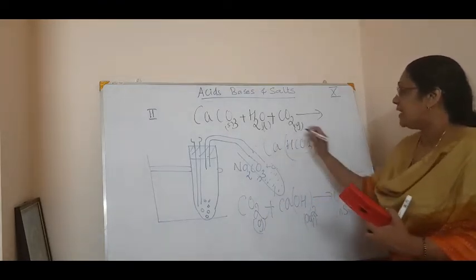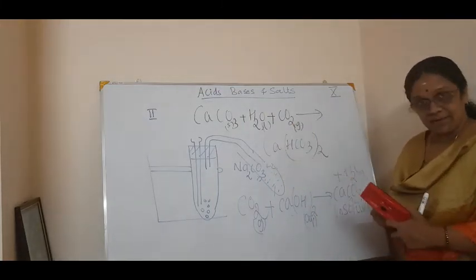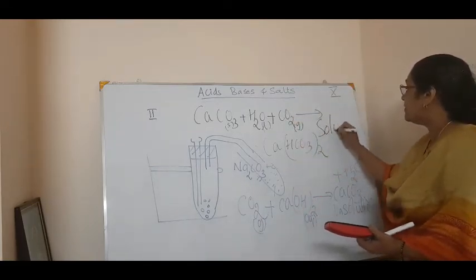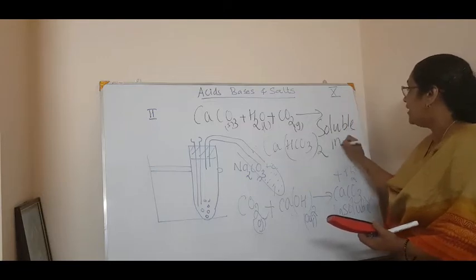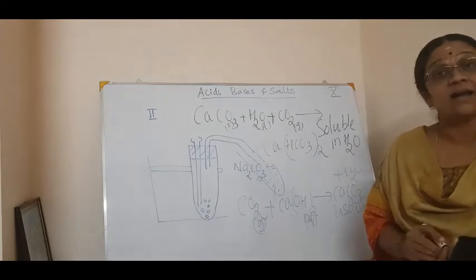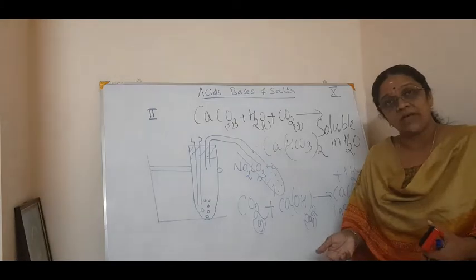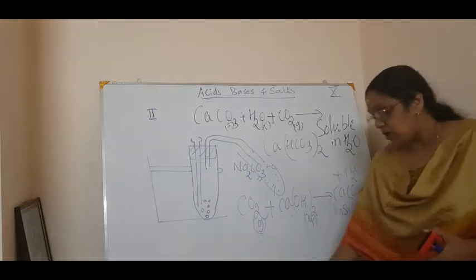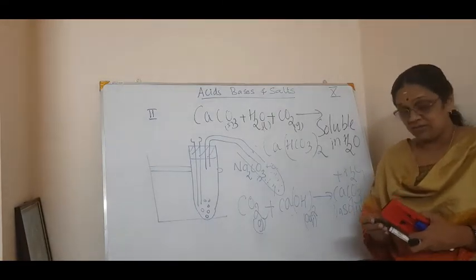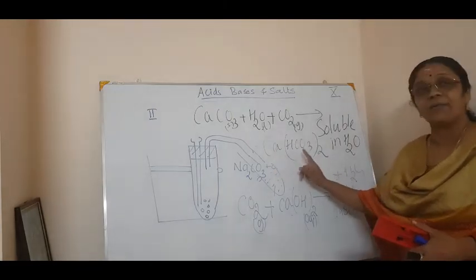See, calcium carbonate is forming calcium bicarbonate, which is soluble in water. That is very important. Soluble in water. That is why we are getting a colorless solution. The precipitate is vanished, and a colorless solution is obtained. Why the colorless solution? Because the colorless solution is due to the formation of calcium bicarbonate.